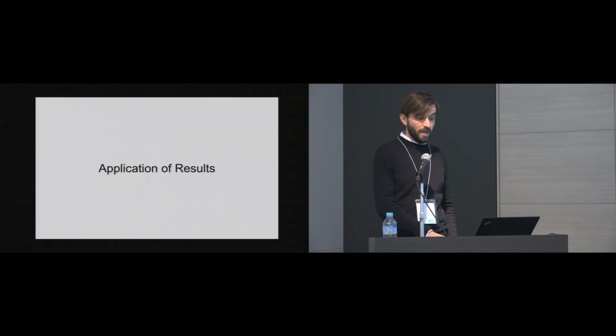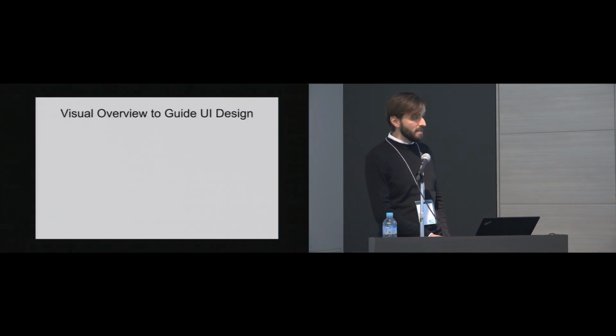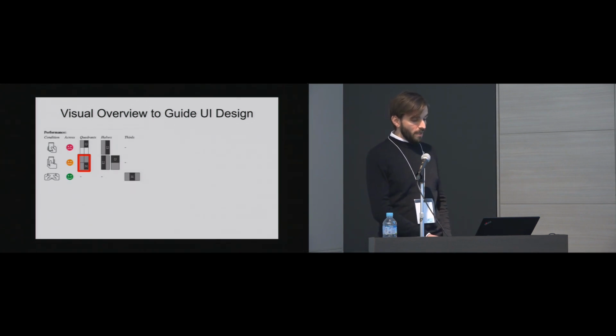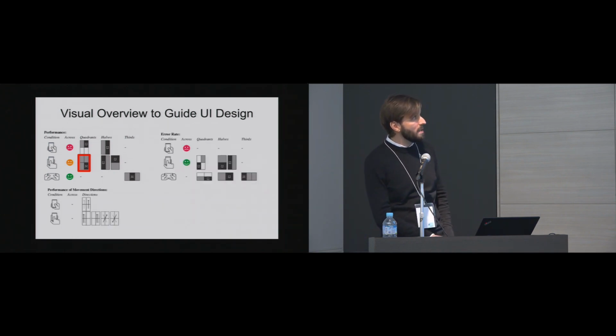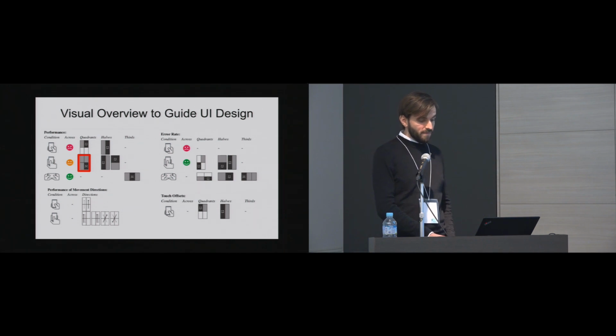And now you may wonder how to apply these results. For designers, we've created a visual overview containing icons showing where to place your UI elements best for performance of movement directions, error rate, and touch offsets. Happy smileys indicate a good area for placement, sad smileys indicate a bad one. For example, for the two-handed index grip, the red rectangle, designers should avoid placing UI elements in the bottom right quadrant of the screen if they aim for high performance.